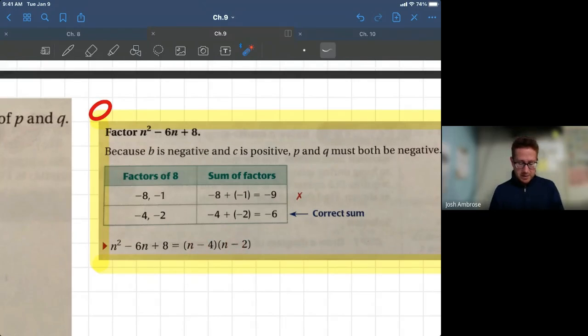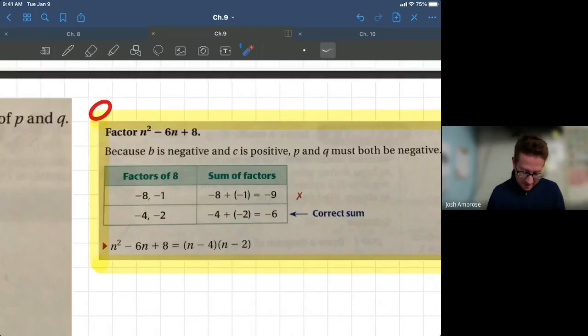All right, these are the factors of 8. How do I make a negative 6 when I know that both of my factors have to be a negative? Negative 4 and negative 2. Negative 4 minus 2 makes a negative 6. Negative 4 times negative 2 does make a positive 8. So you'll see that the signs still work.